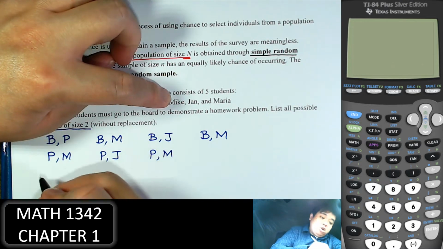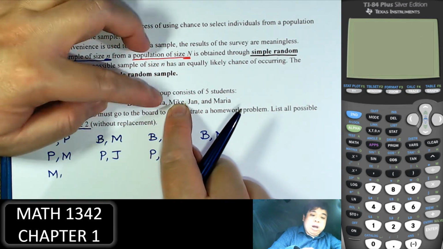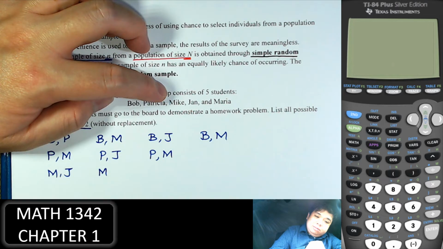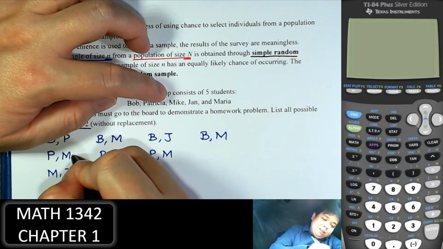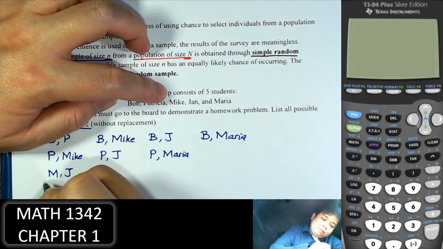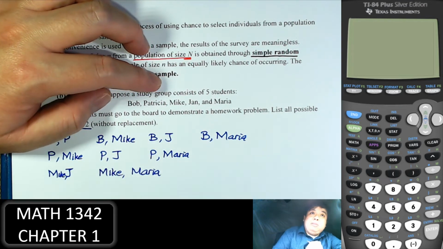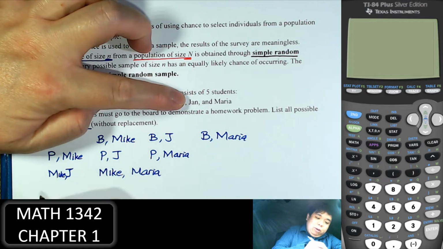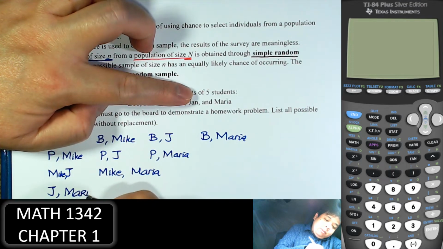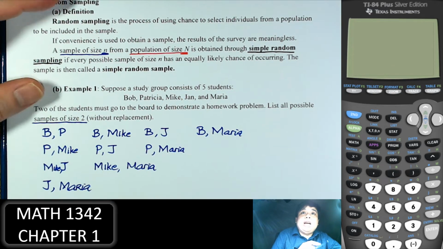Next, Mike. Mike and Bob, Mike and Patricia we already have, so we have to go to the right only. Mike and Jen, Mike and Maria. And now we go to Jen. Like I said, we do not go backward, we go forward to the right. Jen and Maria. So if we want 2 out of 5, we count 1, 2, 3, 4, 5, 6, 7, 8, 9, and 10. So 10 different cases.